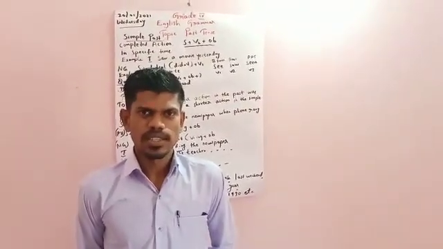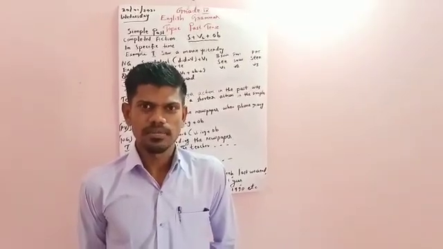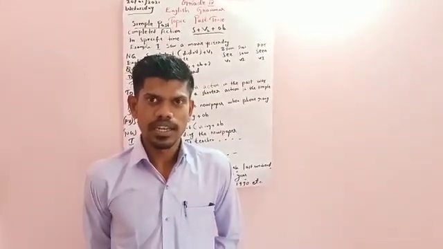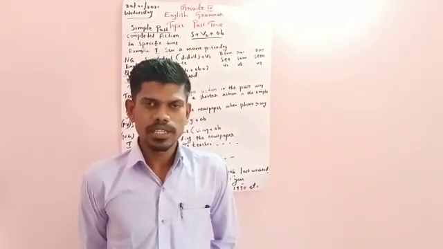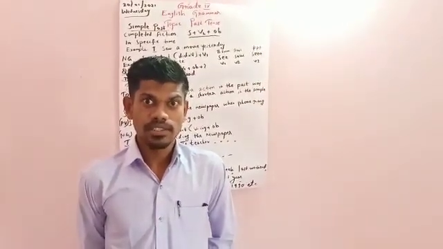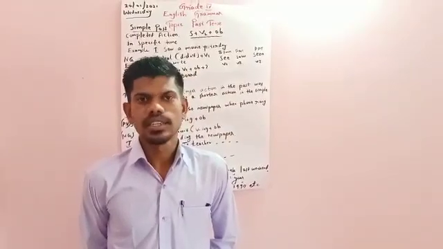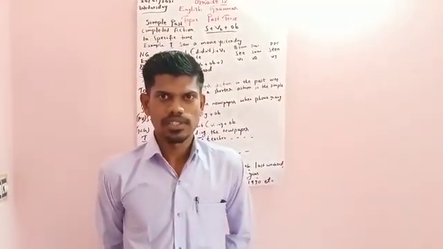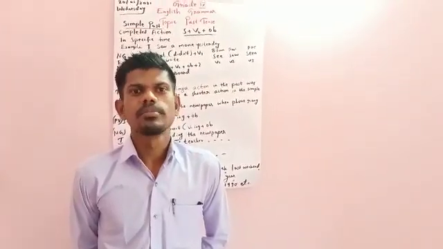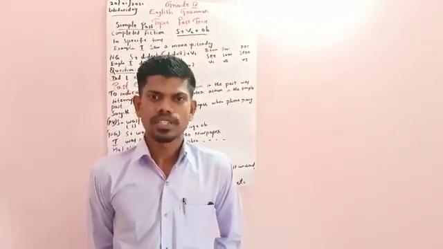What is past? The word past indicates that the action has completed. It is an already completed action that we are going to talk about. That means when you are speaking about a completed action, an action which already occurred, we have to use past tense. So we have four types: simple past, past continuous, past perfect and past perfect continuous.